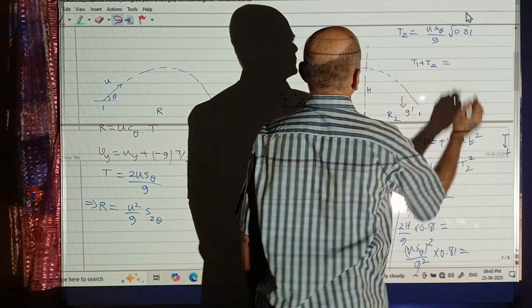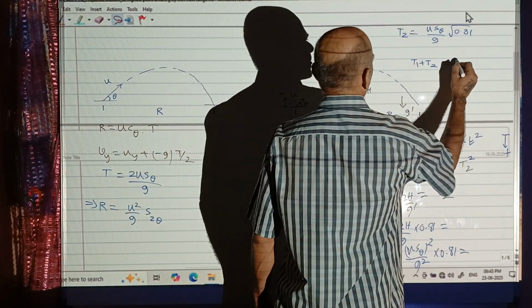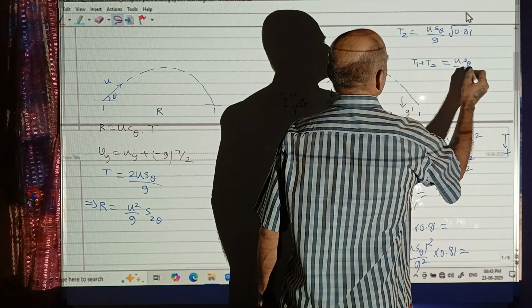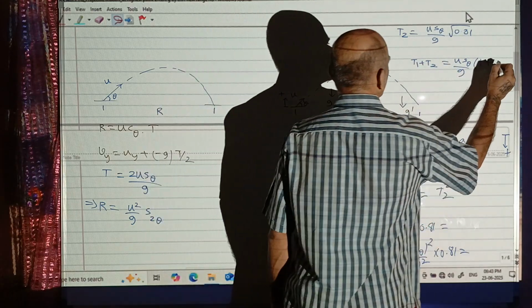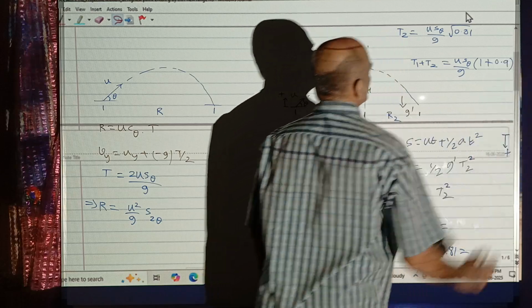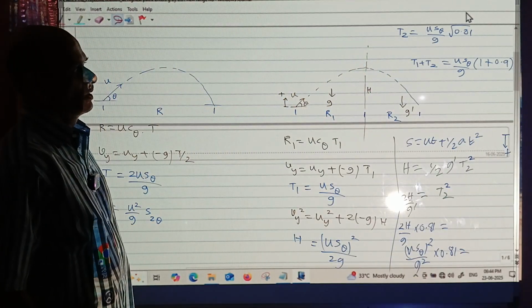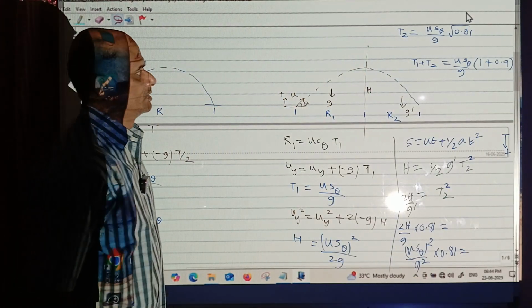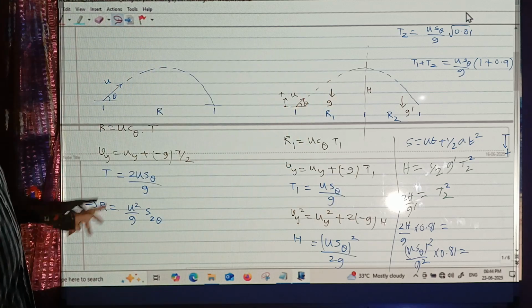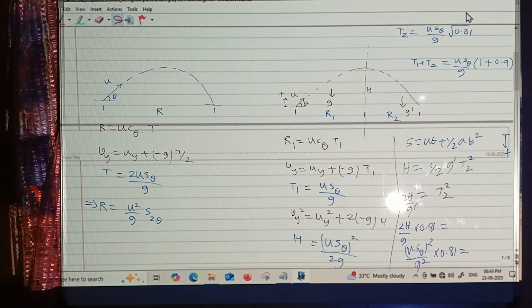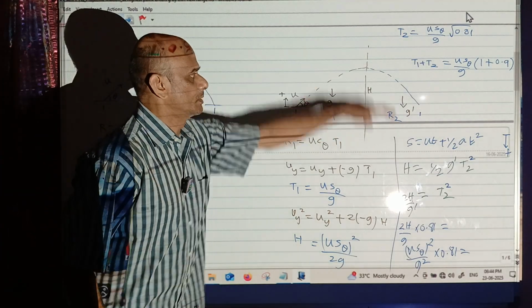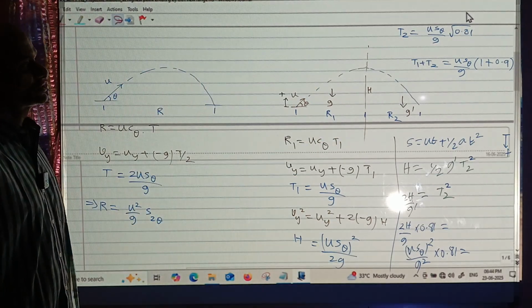In the second case, the flight time is u sin theta by g into 1 plus square root of 0.81, which is 0.9. 0.9 into 0.9 is 0.81. So in the first case, the flight time is u sin theta by g twice. Here it is reduced by 1.9 because the gravity is stronger. So it'll pull it down faster, so it'll reach the ground faster.